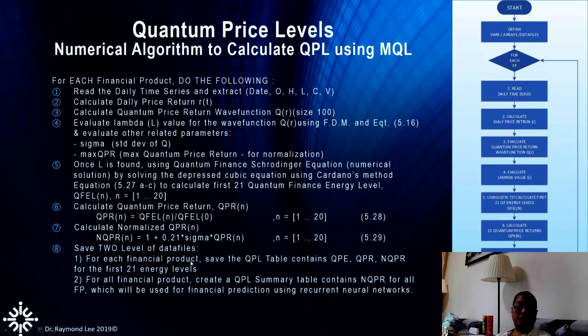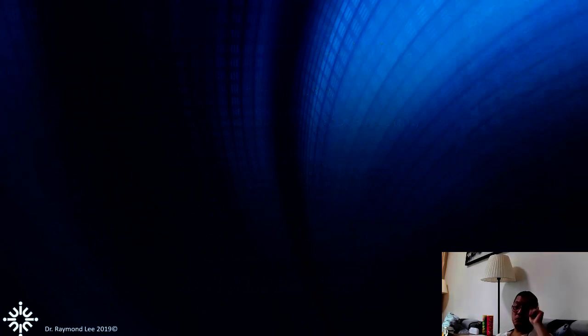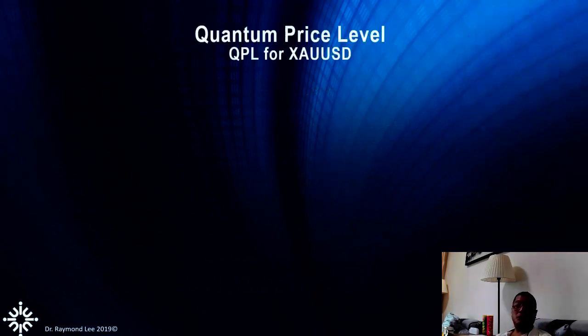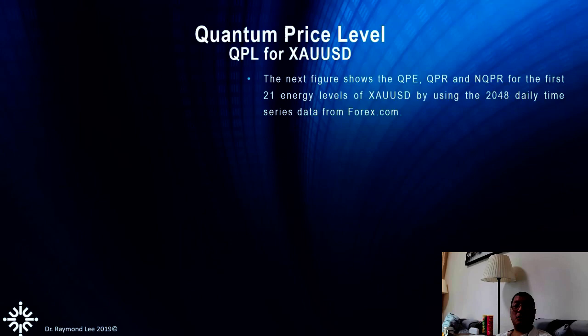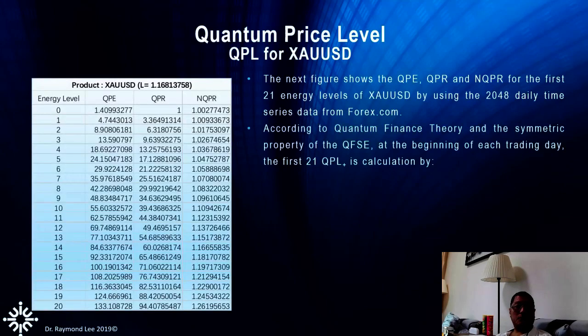For each financial product, save the QPL table, which contains the price return, the price energy level, and also the normalized one. And then for all financial products, create the QPL summary to calculate all different energy levels one by one. Not difficult, but remember to do the proper normalization. For the QPL, just using one for example, we have this one, so we have all the energy levels you want.